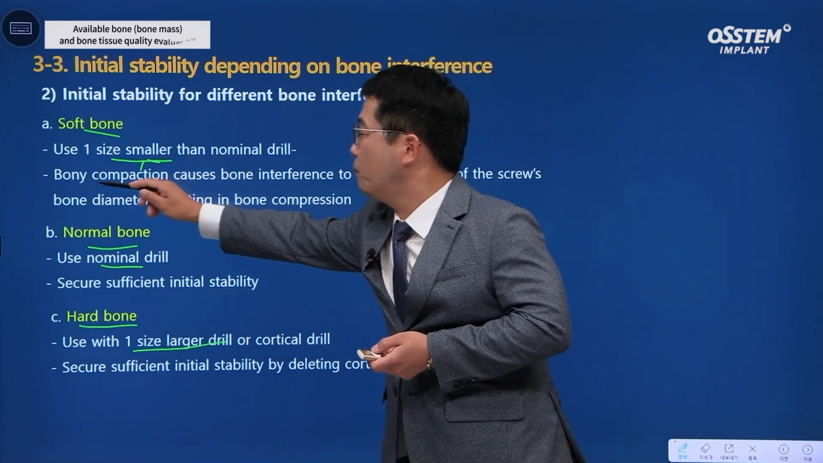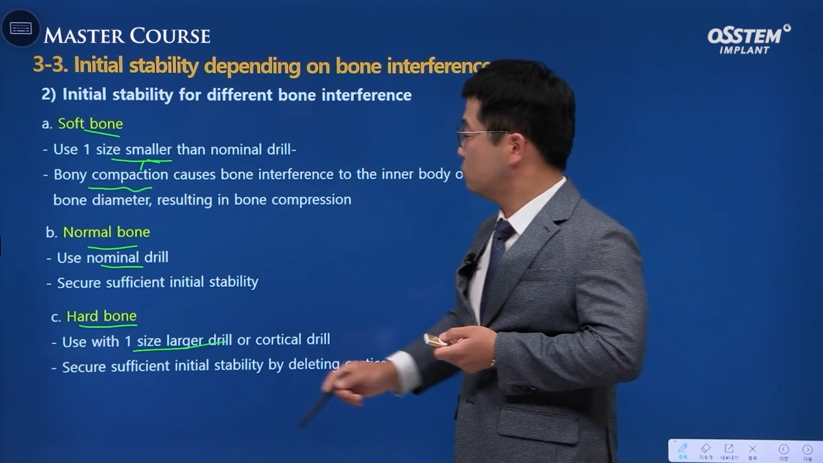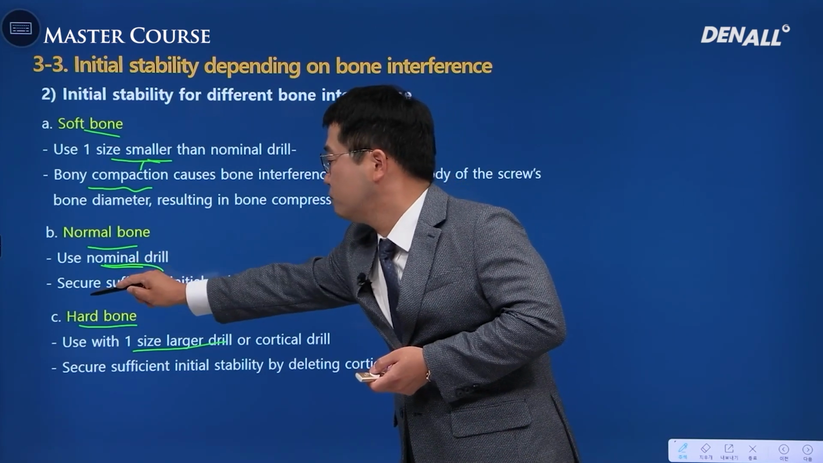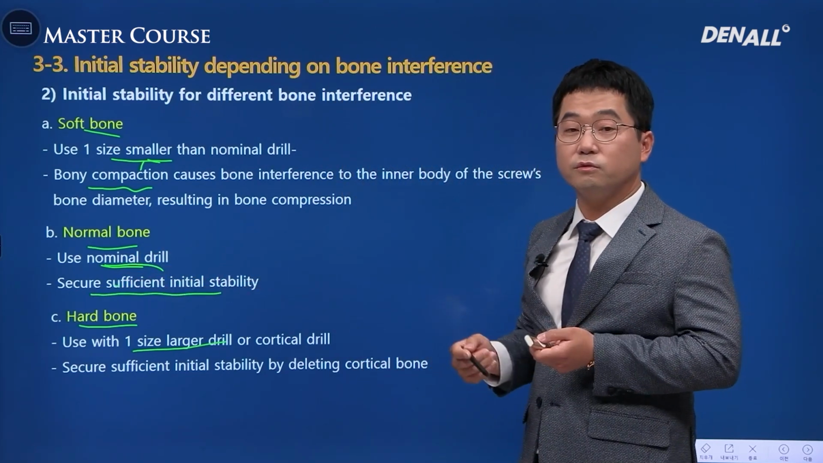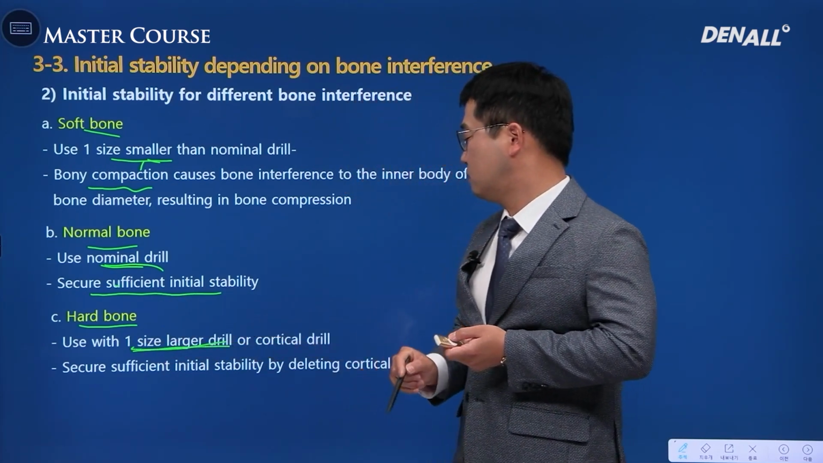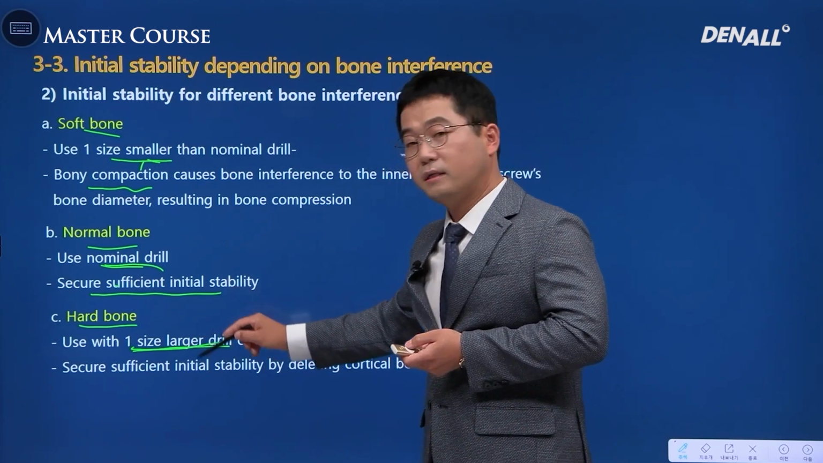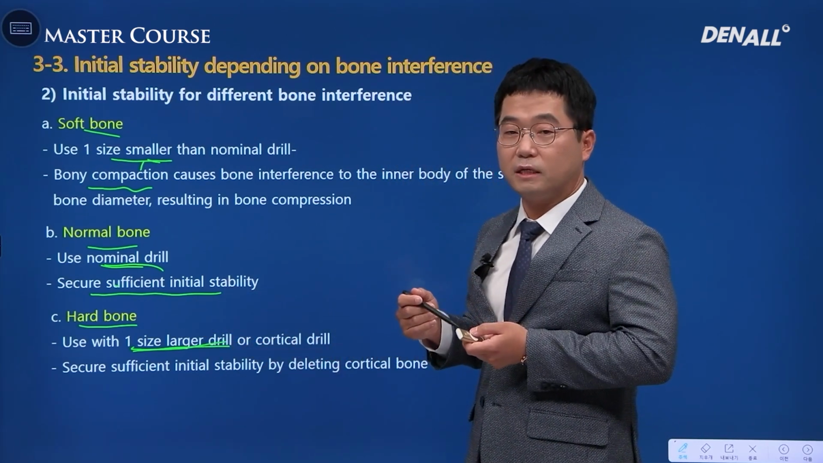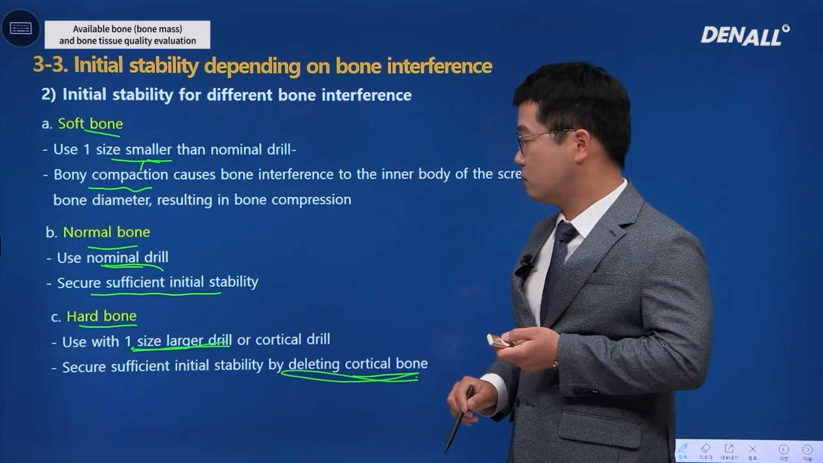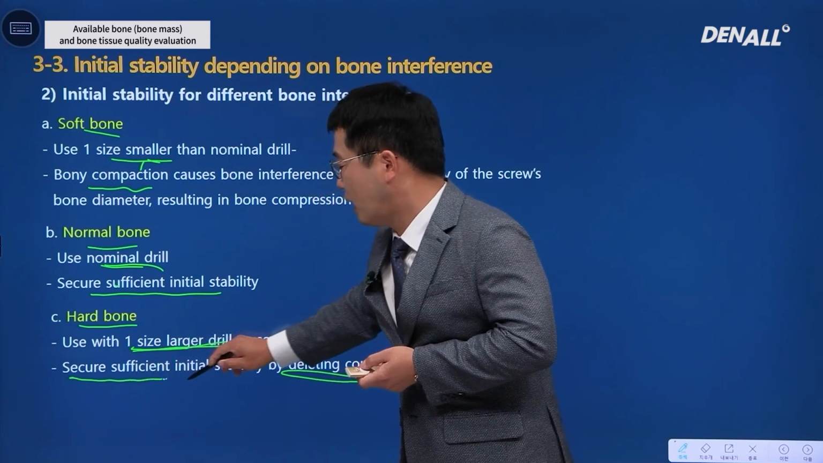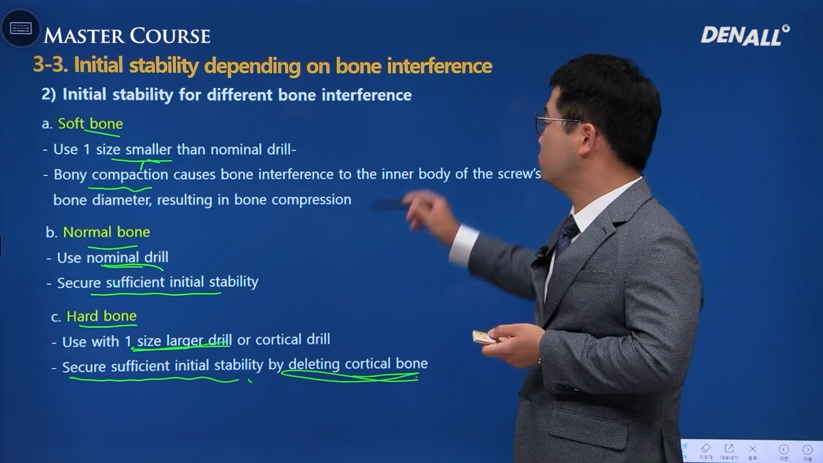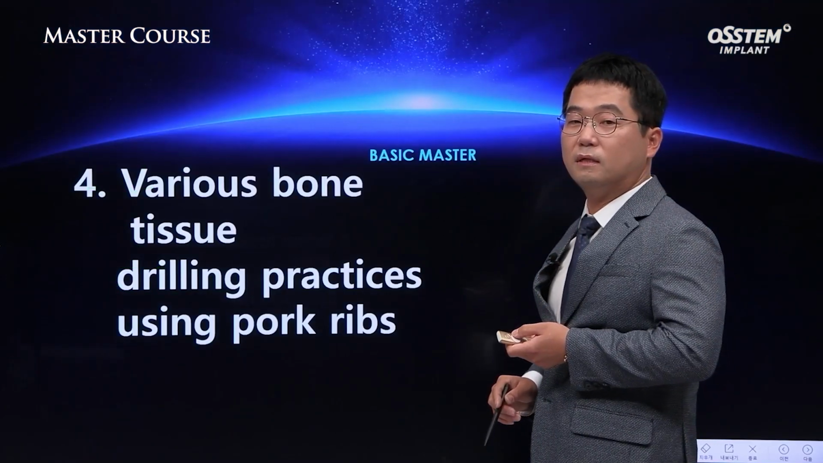With bone compaction, you can get to primary stability. In the case of soft bone and normal bone, you can use nominal drill to get the primary stability that we want. In the case of hard bone, you need to use a drill a size bigger in order to prevent pressure necrosis. You need to remove a sufficient amount of cortical bone to get an appropriate amount of primary stability. Please remember the precautions that I've mentioned earlier.